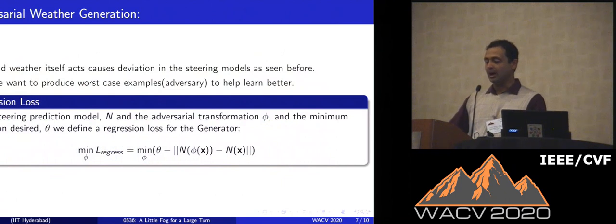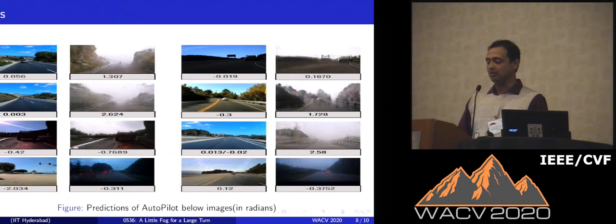With this definition in mind, we generate adversarial weather, or the worst case scenario, for each scene to help evaluate the model. For a steering prediction model N acting as a discriminator, the adversarial transformation phi, and the minimum deviation desired theta, we define a regression loss for the generator, which is what you see on the slide. Optimizing over this loss, we produce images that are perceptually similar but can cause a minimum level of deviation.